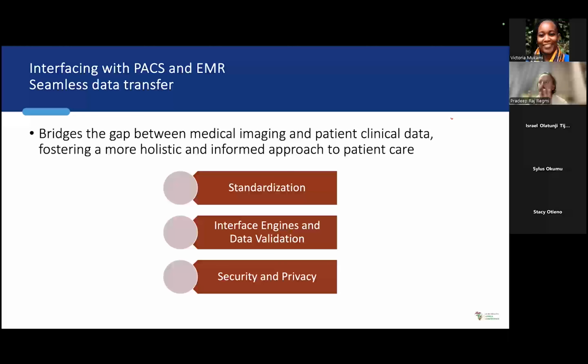And this is why PACS and EMR are important, because this can bridge the gap between medical imaging and patient clinical data, and there can be a holistic approach for lesion detection in ultrasound as well. Another is security and privacy, and standardization across the country would help.